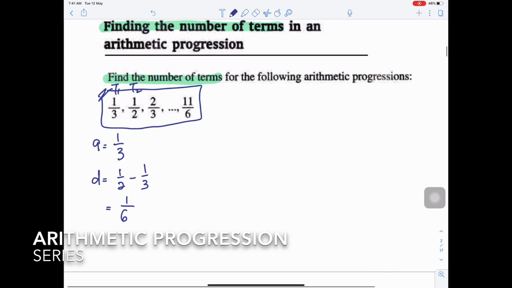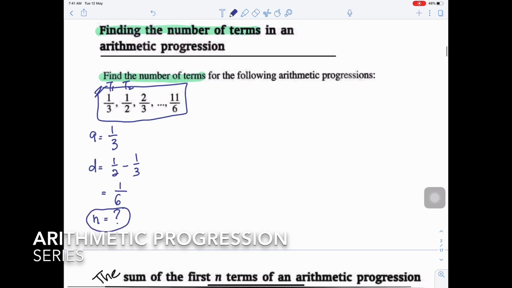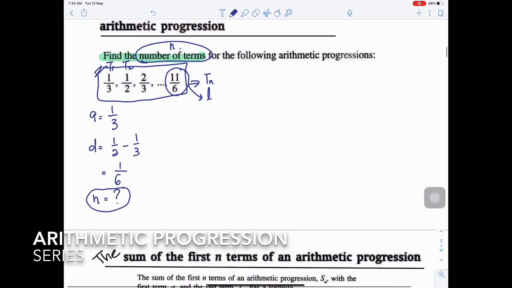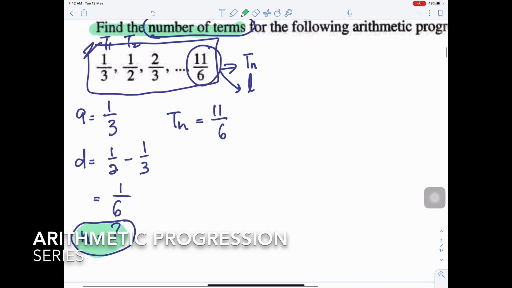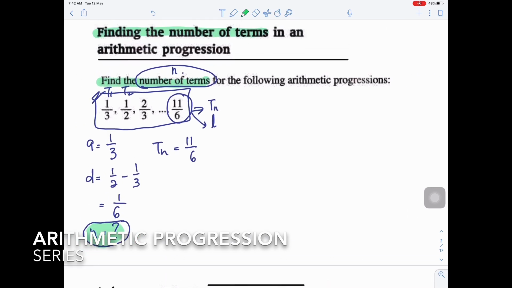The number of terms, symbol n, is not given, so this is what we need to find. The last term we call Tn, or L. So Tn equals 11 over 6, which the question asks us to use. By using the formula, 11 over 6 equals A, which is 1 over 3, plus n, which we do not know, times D, which is 1 over 6. And then simplify.